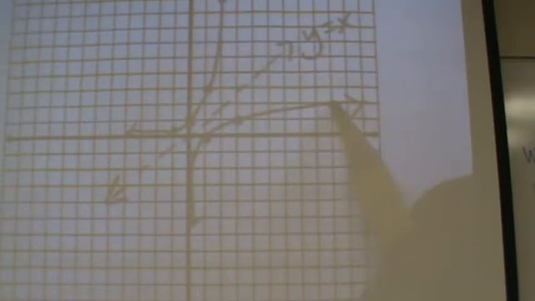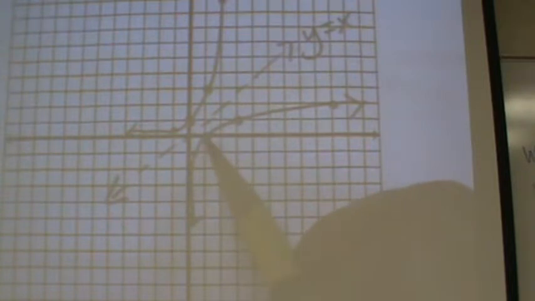Y equals x. So this graph is a reflection over this line. Notice, this point is reflected here. This point is that point. This point is that point. Get it? Okay, so they're a reflection over the line y equals x.